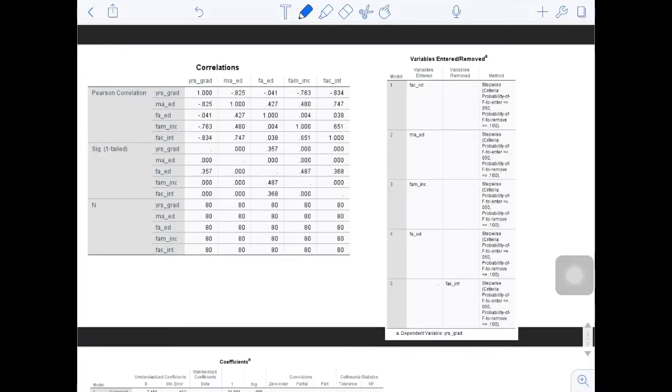Based on what we have calculated in our SPSS for the stepwise regression, we can see this is our Y, the years to graduate, and then we had our X1, X2, X3, X4, namely mother's education, father's education, family income, and faculty interaction. If you look closely, the result showed that the faculty interaction independent variable has been removed. What they are sustaining now is only the remaining three.